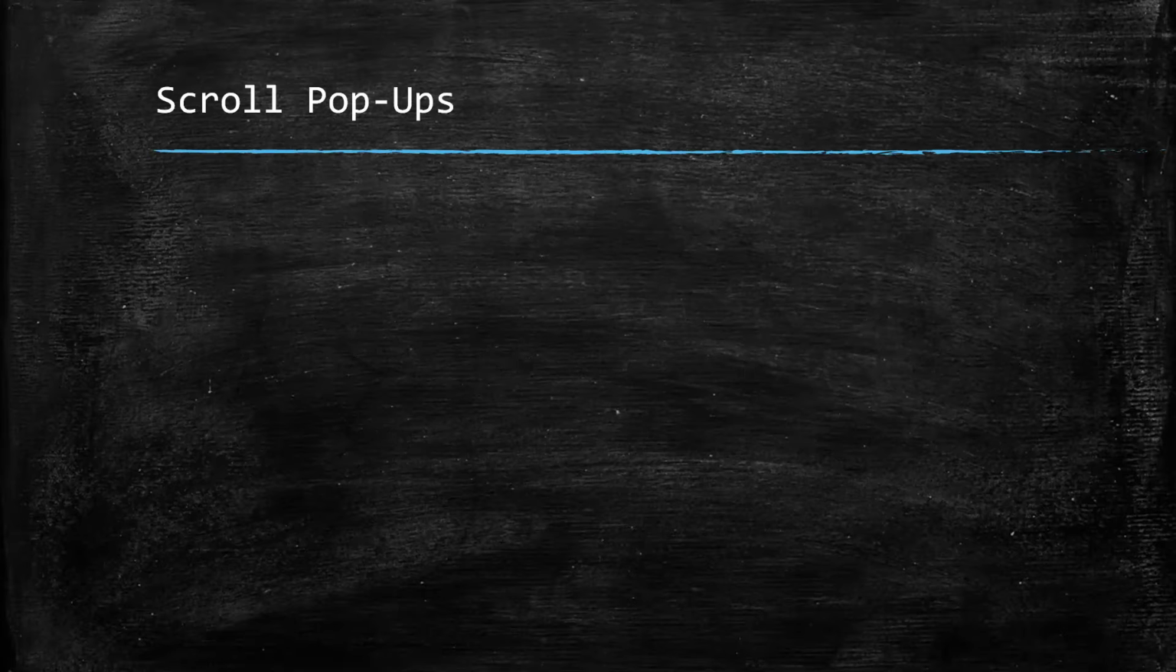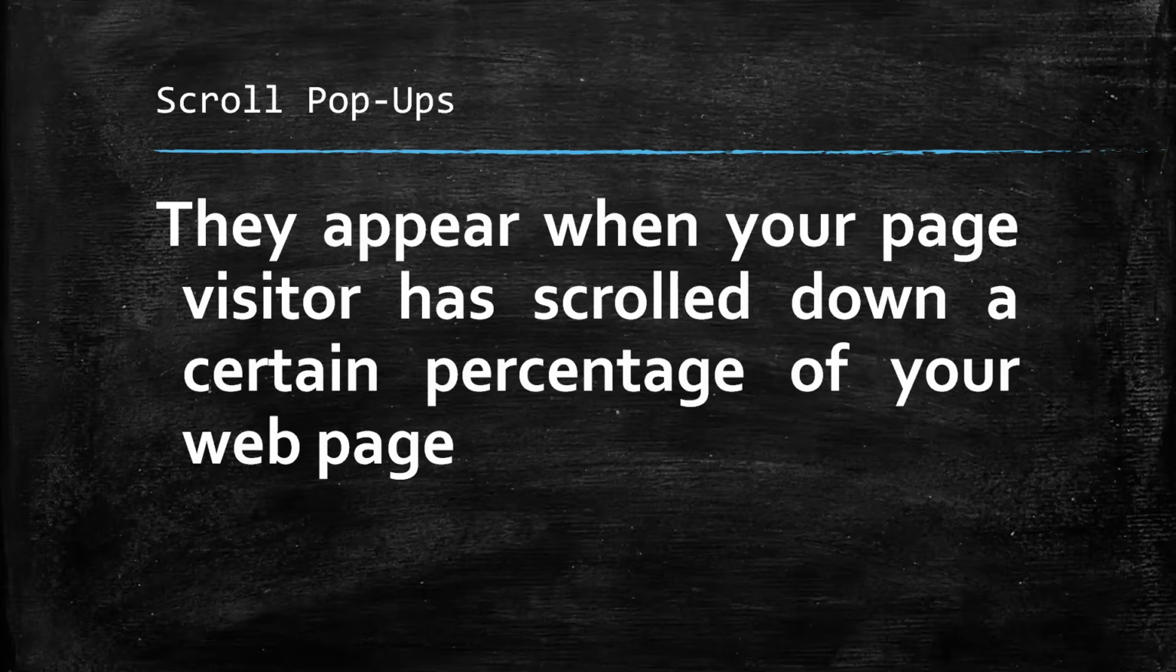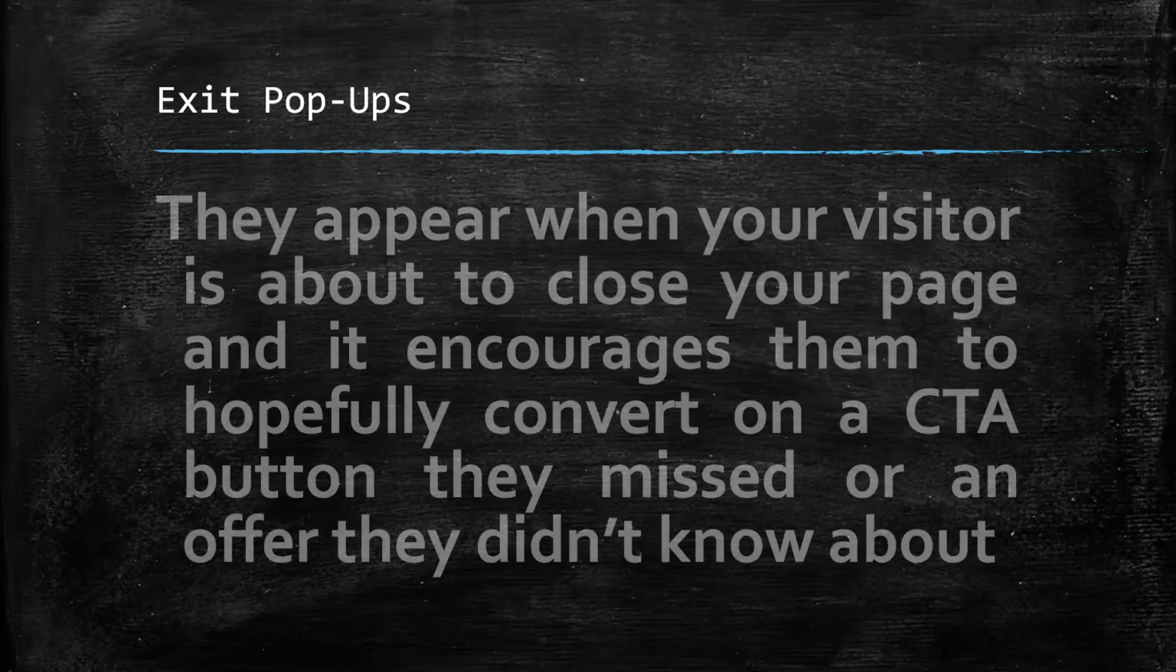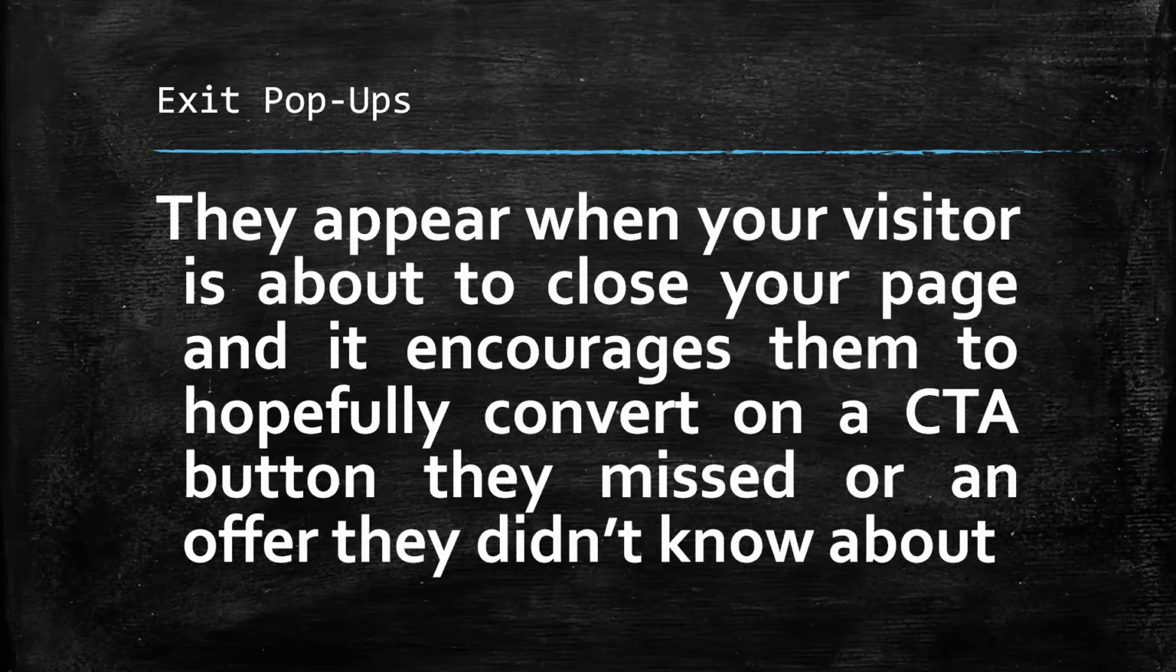The next type of pop-up is called a scroll-up pop-up. They appear when your page visitor has scrolled down a certain percentage of your web page. And the last one we'll explore today is called an exit pop-up. These are very common as well. They appear when your visitor is about to close your page. That's when you hit the X button on Windows, and it encourages them to hopefully convert on a call to action button that they missed or an offer they did not know about. So they're the 3 main ones that you'll see on the internet.